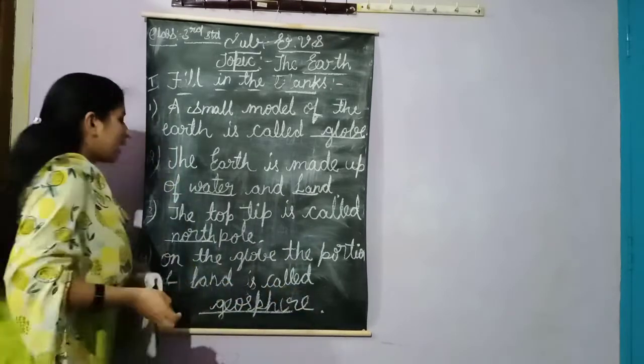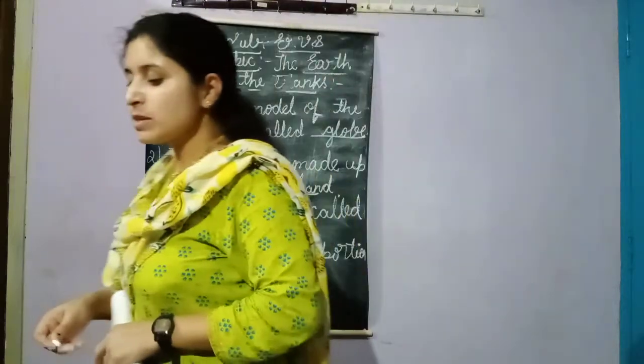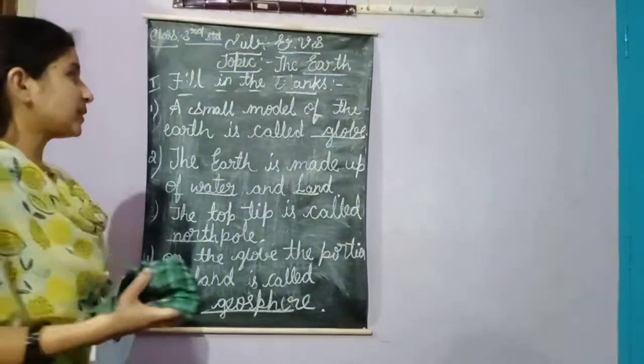G-E-O-S-P-H-E-R-E, geosphere. And one more. On the globe, the portion of water is called hydrosphere. Write down: on the globe, the portion of land is called geosphere. The portion of water is called hydrosphere. Okay.